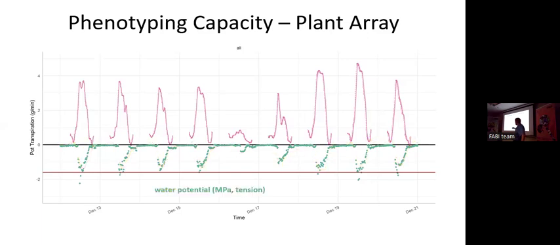These psychrometer instruments that measure water potential directly are really finicky. They're difficult to install, and they're so expensive. We pay maybe for a logger in a chamber nearly $5,000 US.